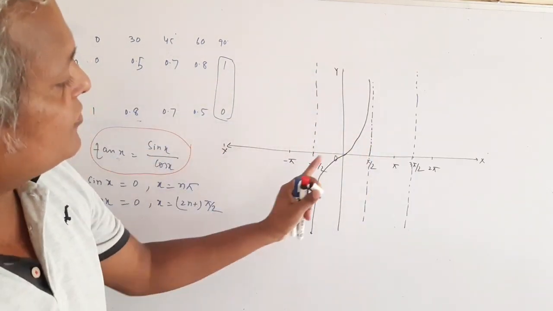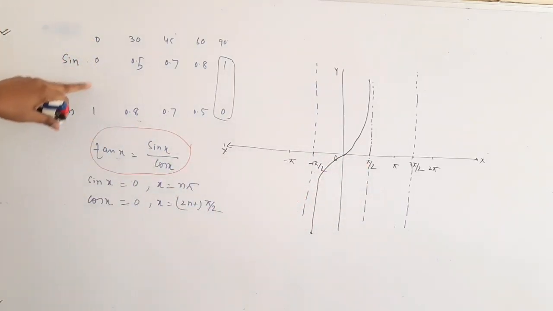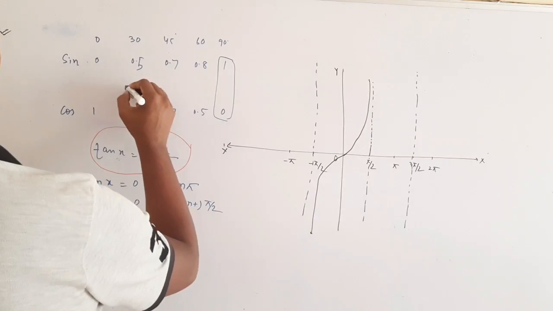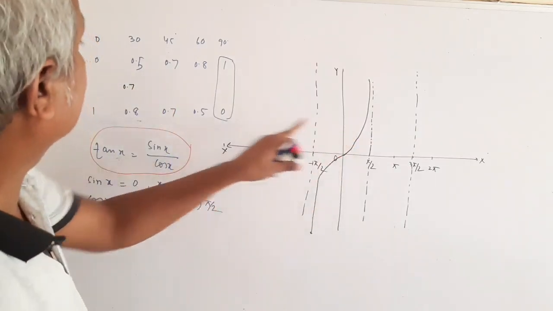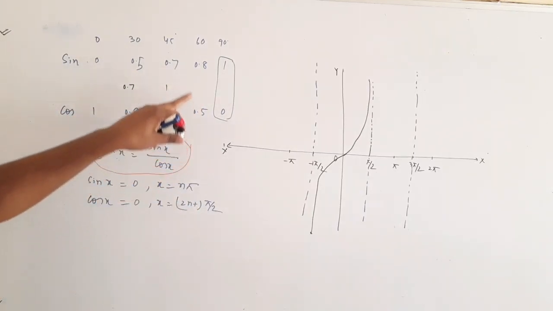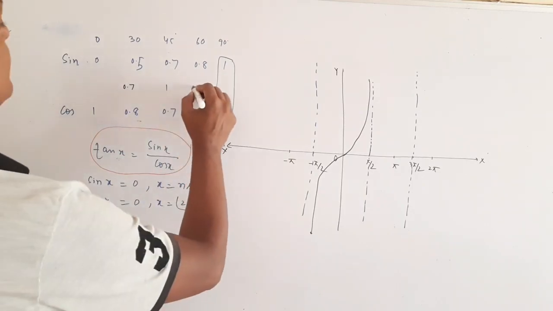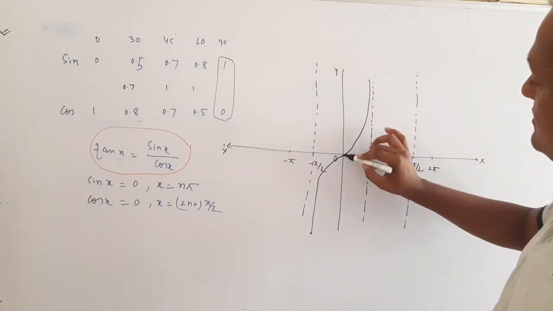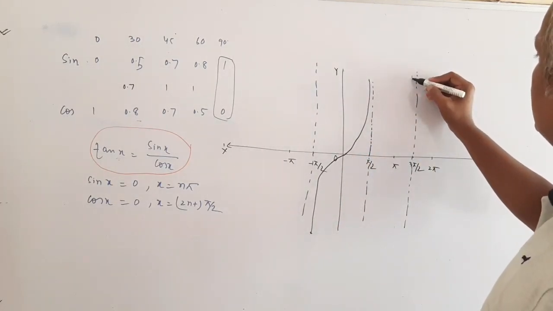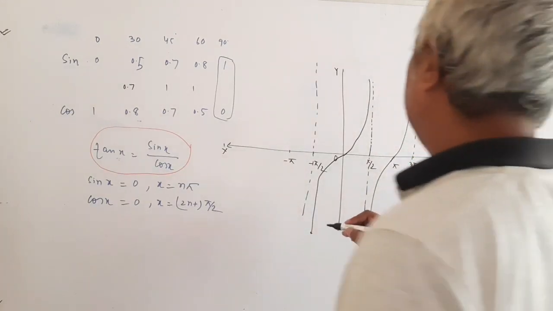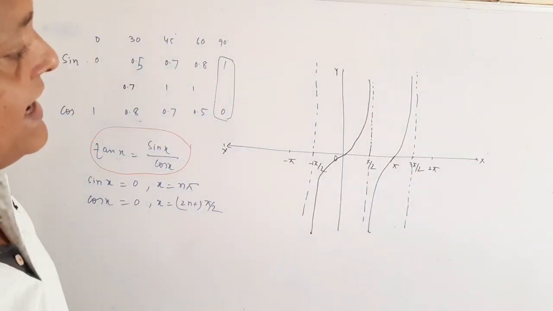Now if you go from 0 to pi by 2, then you have 0 by 1, that is 0. Then 0.5 over 0.8, that is 5 by 8, which is 0.7 or so. So it's increasing. Then from 0.7 to 0.7, this becomes 1, so again increasing. And then 8 by 5, so it is going beyond 1, so it is increasing. That's why this graph is increasing from here. But when you come down, this is decreasing. Now you draw the similar graph, parallel to this, like this. So it goes like this. That is your tan x graph.